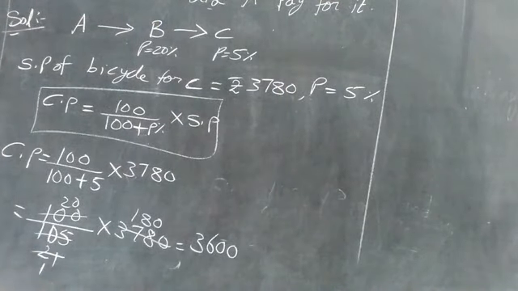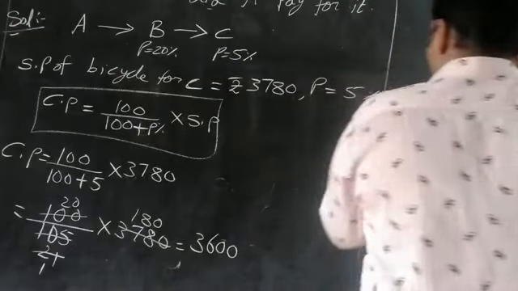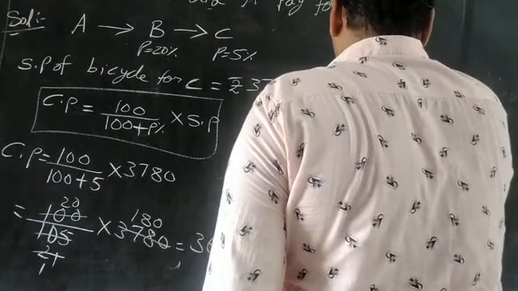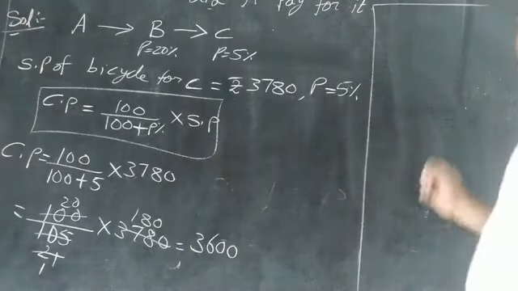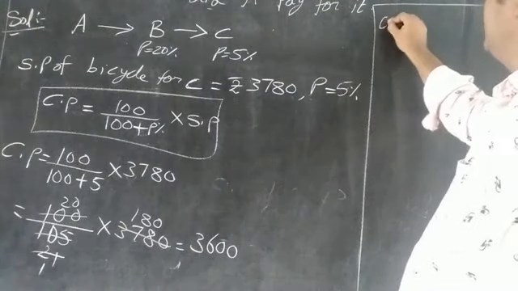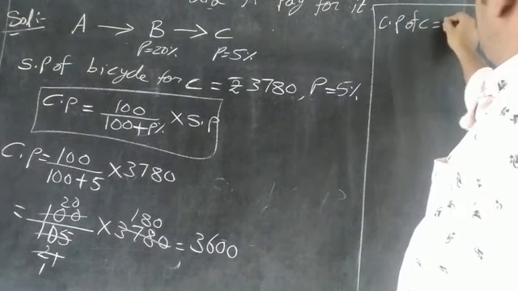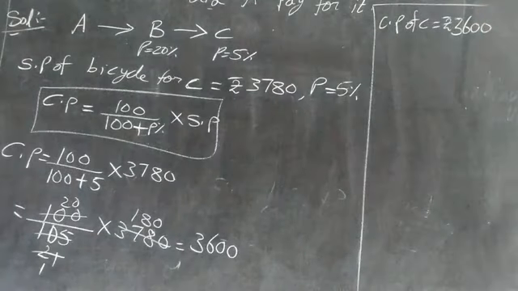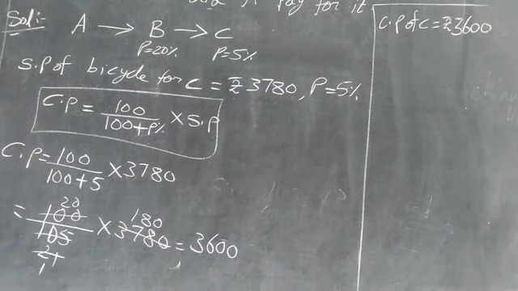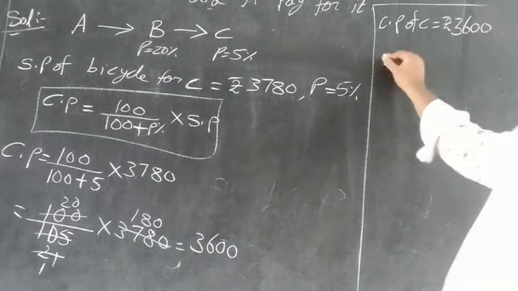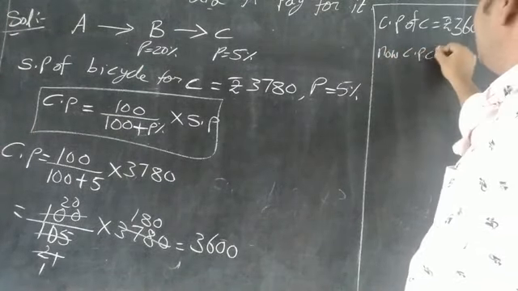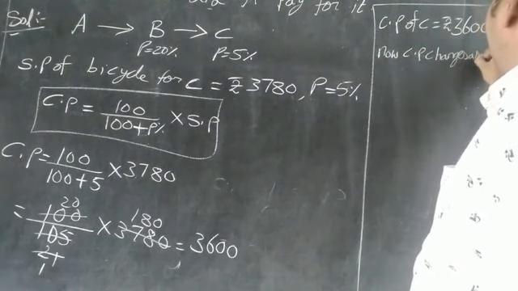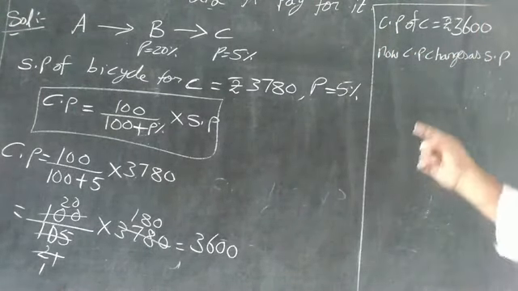Now, here we have to write that sum, that will change as in this question. This CP we got is in the form of the cost price. So, writing here, CP of C is equal to rupees 3600. The cost price will become rupees 3600. And again this cost price will become the selling price. Cost price will become selling price. Now CP changes as SP. Why? Because now the CP changes as SP.